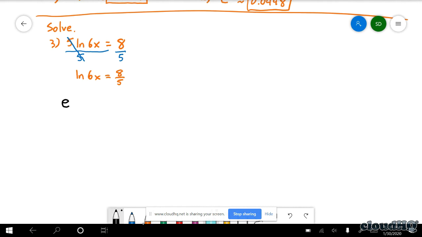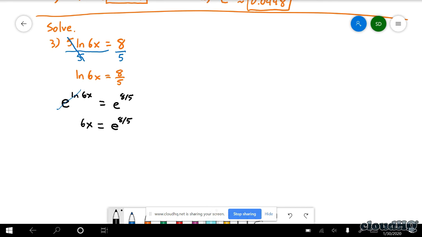So e to the ln of 6x is equal to e to the 8/5. What does that e do? Well, it cancels out the ln on the left side. So we get just 6x on the left side. On the right side, it doesn't cancel, so we actually have e to the 8/5. I'm not going to plug that into the calculator just yet. I'm going to pull out the calculator at the very end when I already have x by itself.